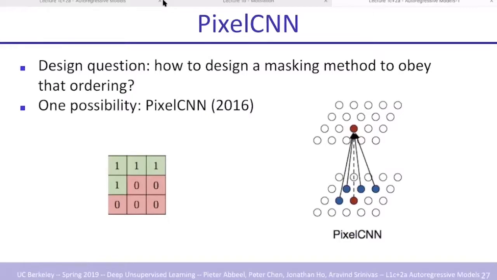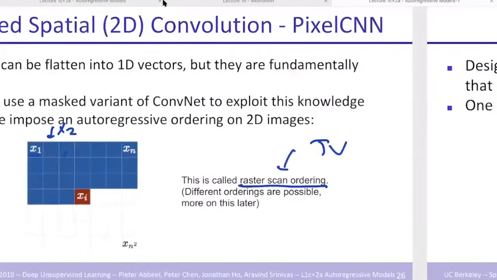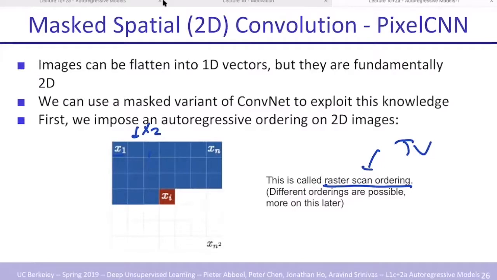Okay, so the question is how do we then learn it? You can, of course, make sure it obeys this autoregressive model, because with this kind of thing, you apply a 2D convolution, for those of you familiar with convolution, it'll be a square thing, right?